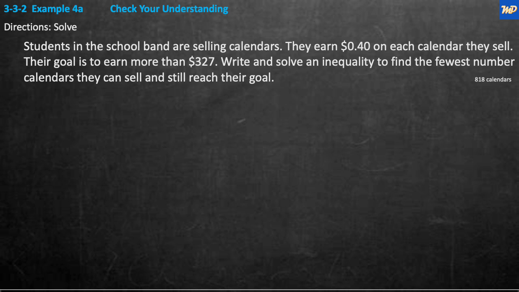Okay, example 4, check your understanding. Solve. Students in the school band are selling calendars. They earn 40 cents on each calendar they sell. Their goal is to earn more than $327. Write and solve an inequality to find the fewest number of calendars they can sell and still reach their goal. So in essence, we want to know how many calendars they have to sell to get to their goal. So pause the video and give it a try. When you come back, we'll work on it together.